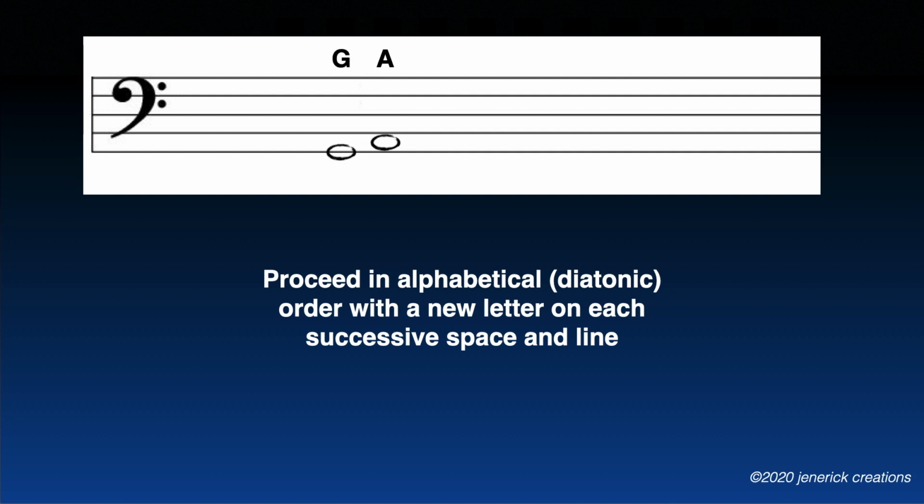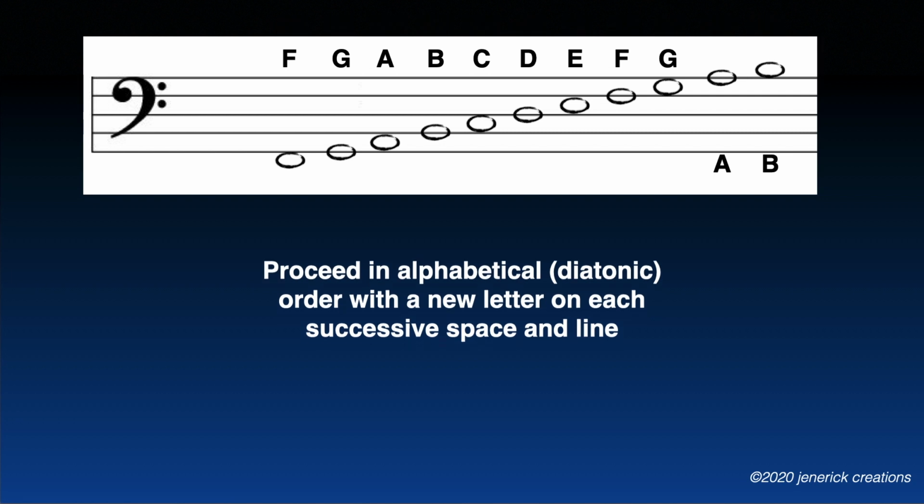There's our G, there's our A, the line would be B, space C, D, E, F, G, A, and we can perch one on top there. That's the note B. We can also hang one underneath. That's the note F.